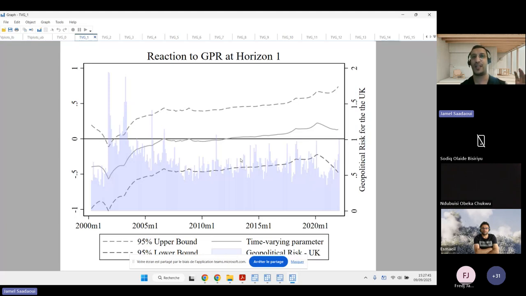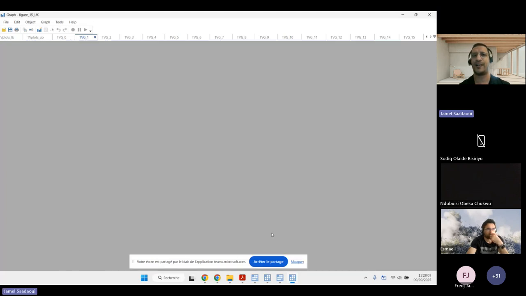So we believe that this kind of approach is very important, especially for geopolitical risk. If you're interested in geopolitical risk, you cannot use it directly. You have to be very careful about the interpretation of the average treatment effect. Non-linearity is the rule with geopolitical risk. So I can stop here.